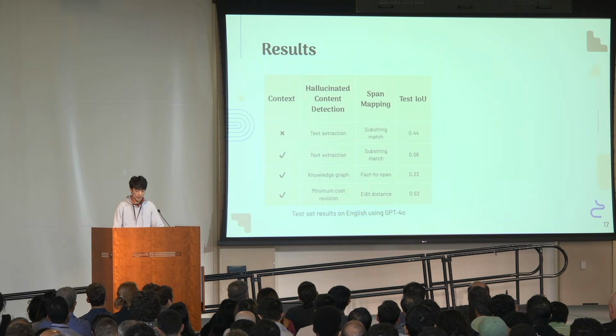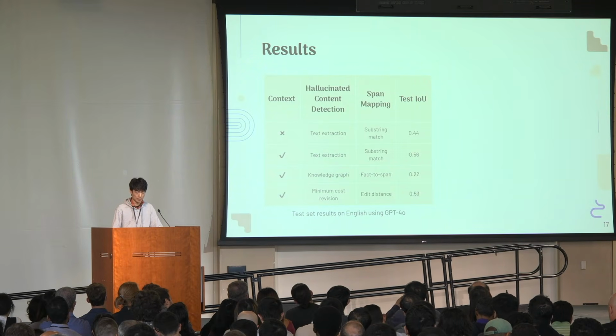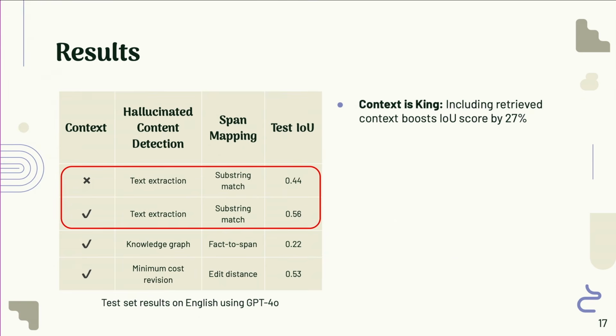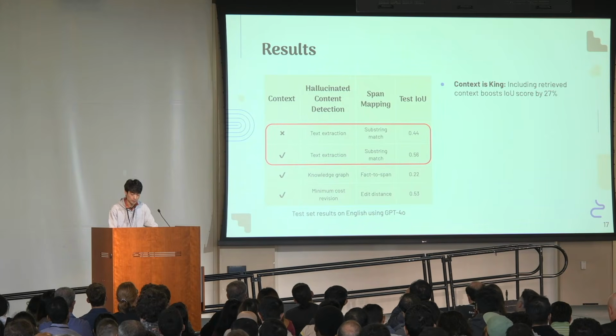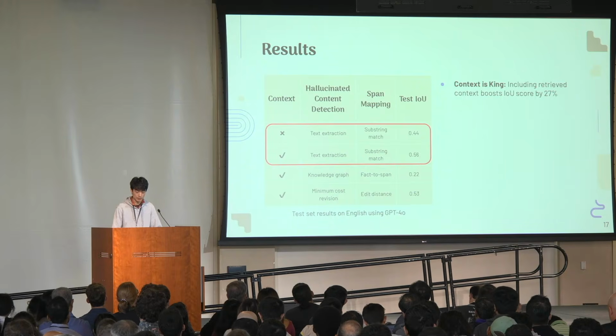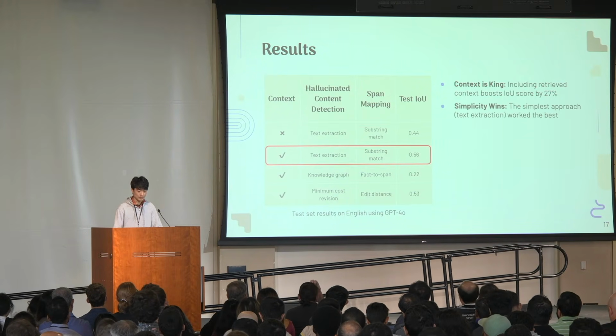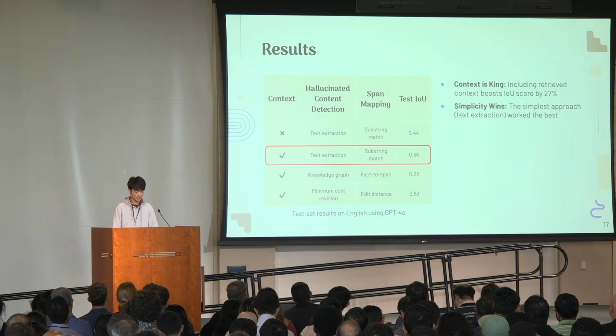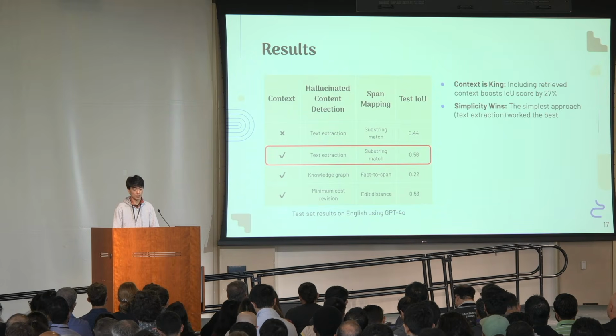Our main results can be summarized in this table, which is evaluated on the English test set. Firstly, context is king. Including the retrieved context is extremely helpful, which boosts our IOU score by 27%. And secondly, simplicity wins. Our simplest method, text extraction, that is prompting the LLM to extract incorrect spans based on the context, consistently outperforms the other two more complex approaches.